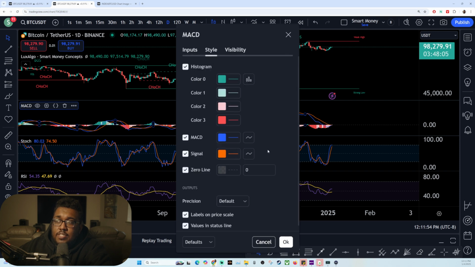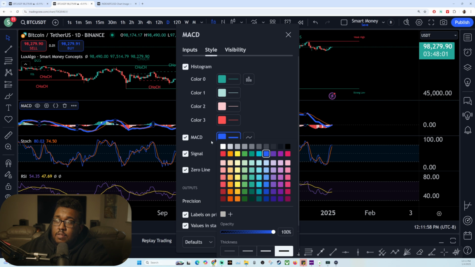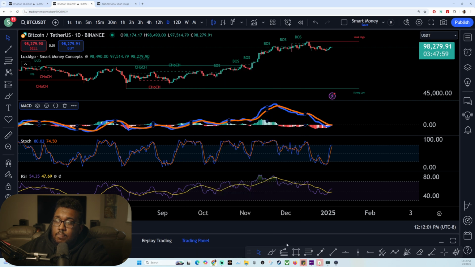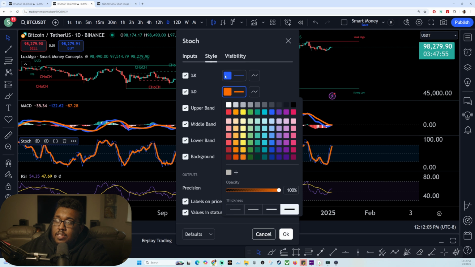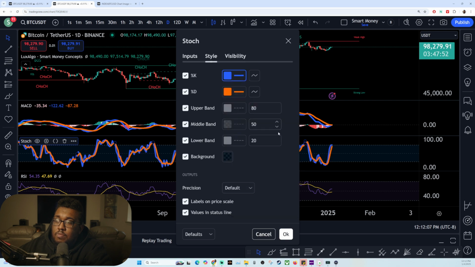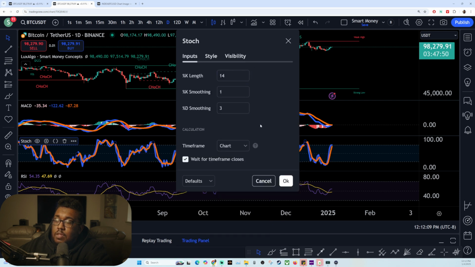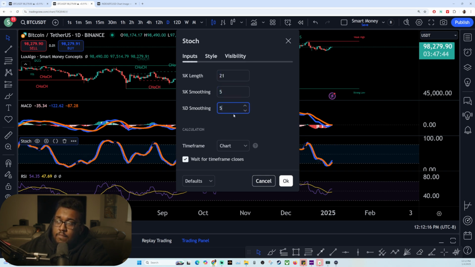I want you guys to go over to style. These 2 lines right here, MACD and signal, just make them thick. That's all. Perfect. Next up, we have stochastic. I want you to make these lines thick as well. All right. And then go from K length, 21, 5, 5, hit OK.